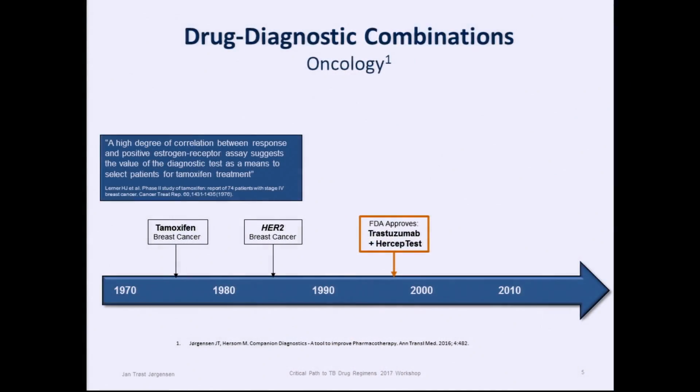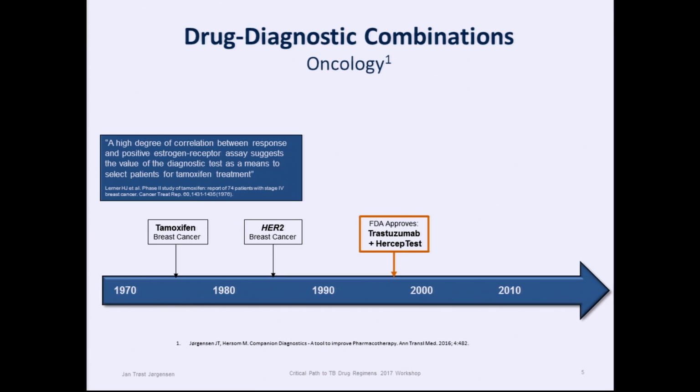The assay, you can see, has the name of HercepTest. And this is in fact very important, that it was a simultaneous approval, because this assay is a very important treatment decision tool for the individual physicians in order to find out whom to treat.